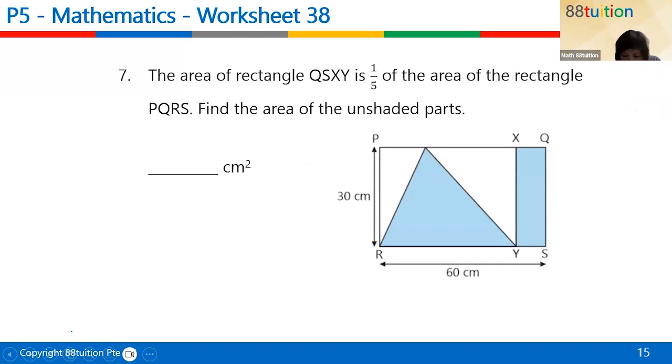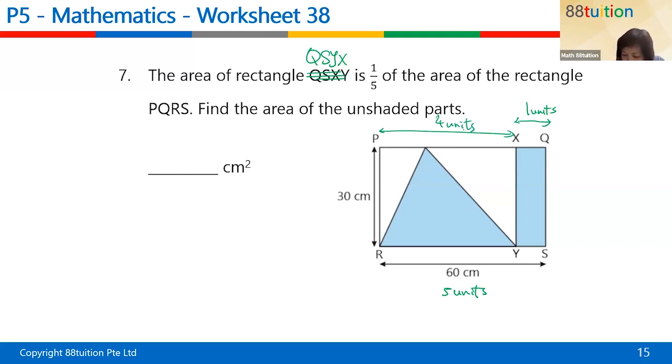Okay, next question. The area of QSXZ, it should be QSYX. Okay, change this to QSYX. Is 1/5 the area of rectangle PQRS? So this one will be 1/5, and the other one will be 5/5. That means this one will be 5 units. So to say, this one must be 4 units, right?